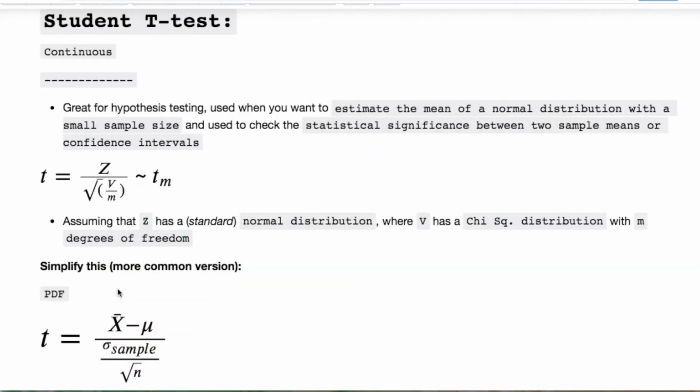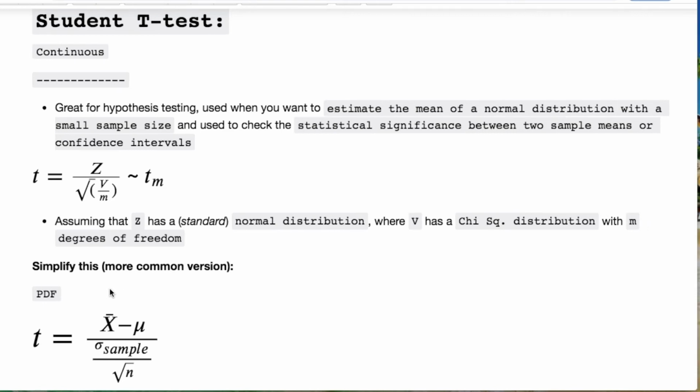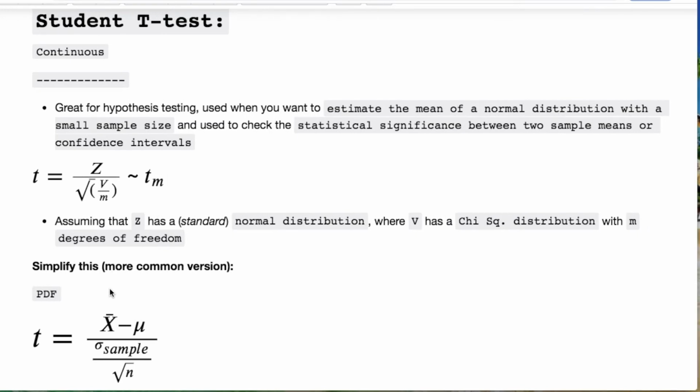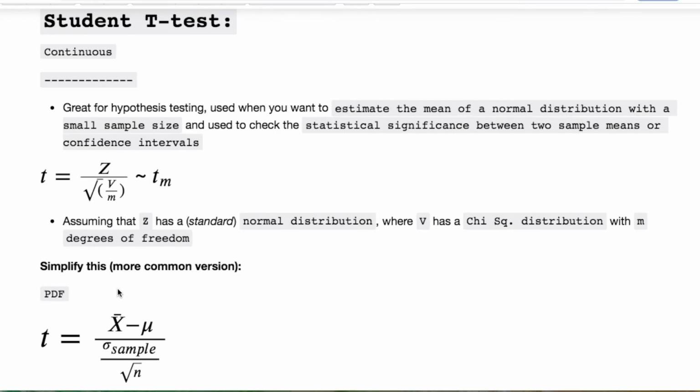The student t-test is next, and this is continuous and used with hypothesis testing to estimate, for example, the mean of a distribution with some small sample size, or if you're looking for confidence intervals. The takeaway, as you increase the size, you get closer to a normal distribution. And you have to remember that you have n minus 1 degrees of freedom, by the way.